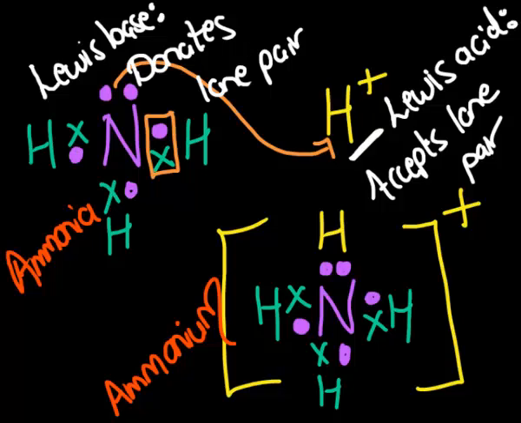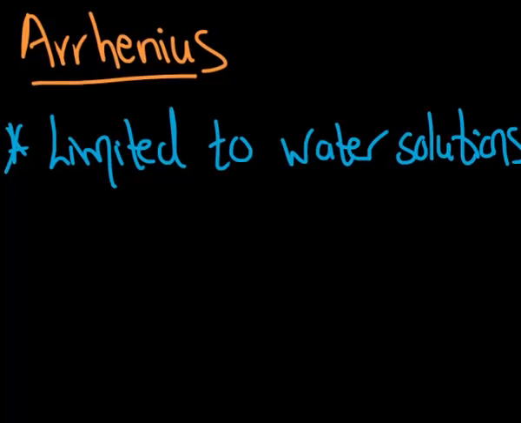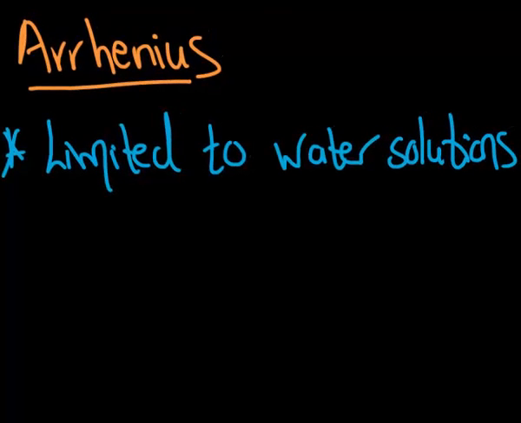Now let's take a look at our Arrhenius theory. The Arrhenius theory was limited to water solutions. He only referred in his definition to when an acid or a base dissolved in water. In many cases acids and bases do not actually dissolve in water. They might even react with each other and not with water at all. In this case, the Arrhenius theory would not hold water, which means it would not apply.